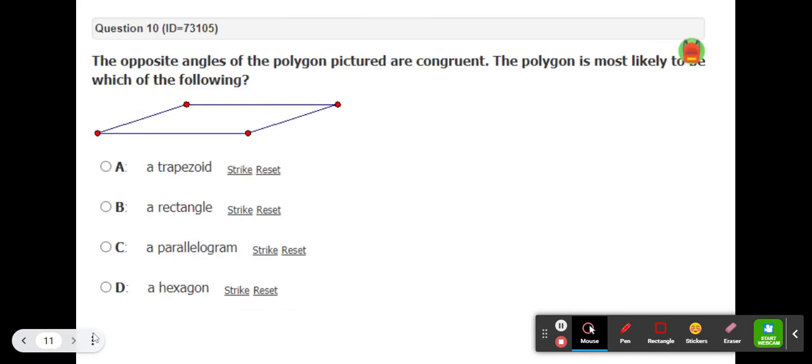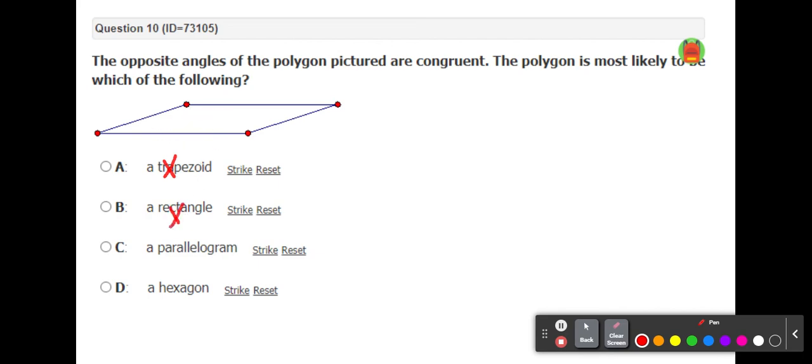Last question, the opposite angles of the polygon pictured are congruent. That means they're equal to each other. So if I know that this is 120, then this will be 120. The polygon is most likely to be which of the following? Trapezoid, no, that doesn't have 1 pair parallel. It looks like 2 pairs of parallel. Rectangle has to have 4 90-degree angles. Looks like I'm going to have this. A hexagon has 6 sides. This does not have 6 sides, so my correct answer is C.